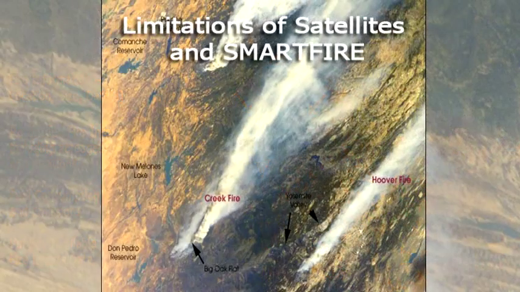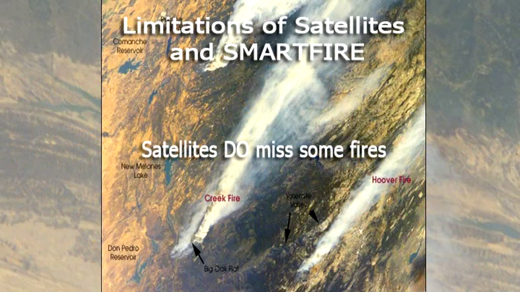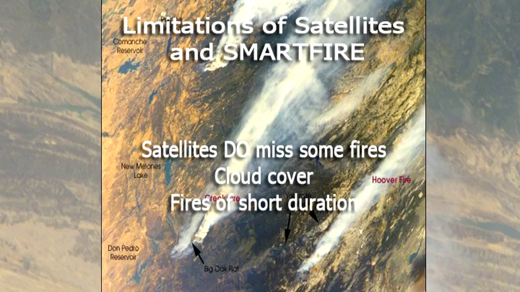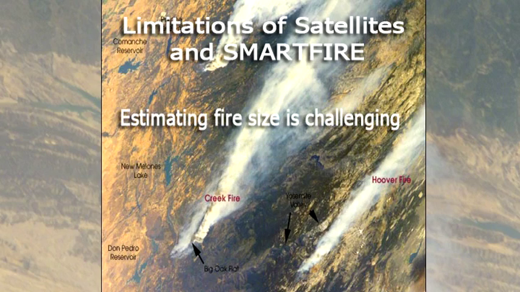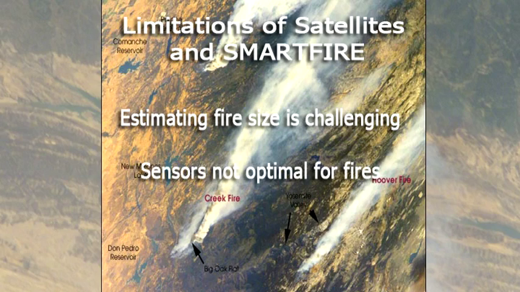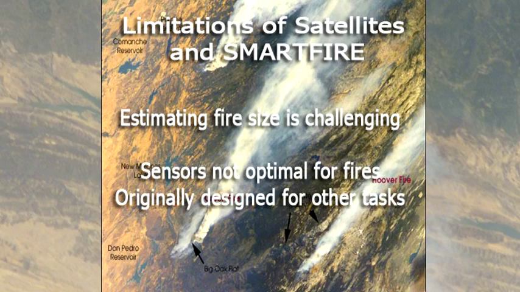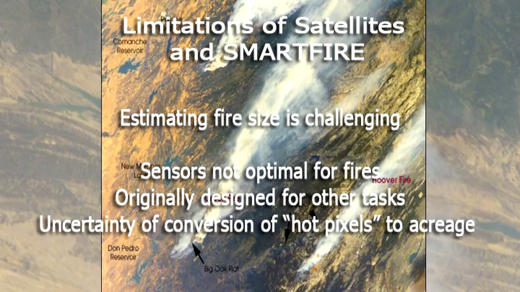There are limitations to the satellite data that's used in SmartFire. Satellites do miss some fires because of cloud cover, fires of short duration, and understory burns. Also, estimating fire size is challenging. The sensors in most satellites are not optimal for fire detection, as they were originally designed for other tasks. Also, there is uncertainty as to how many acres are represented by a detected pixel, since small hot fires may look the same to the satellite as larger cooler ones. That's why SmartFire uses both ground data and satellite reports when possible.